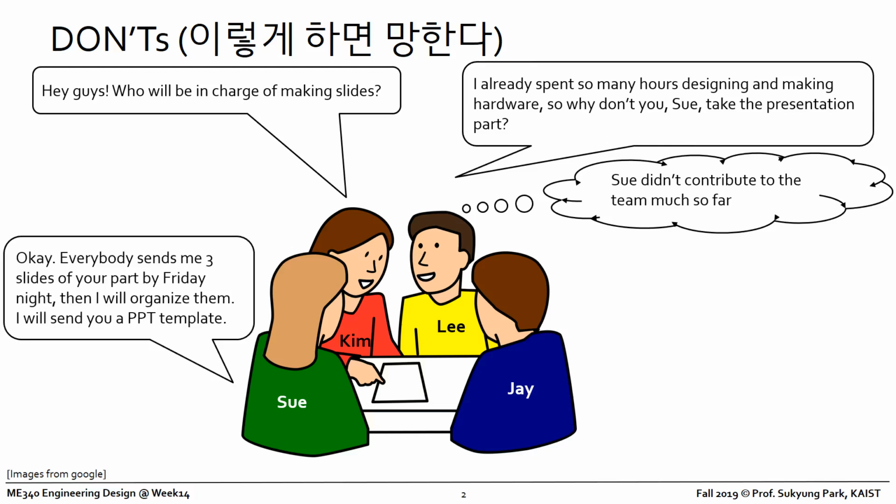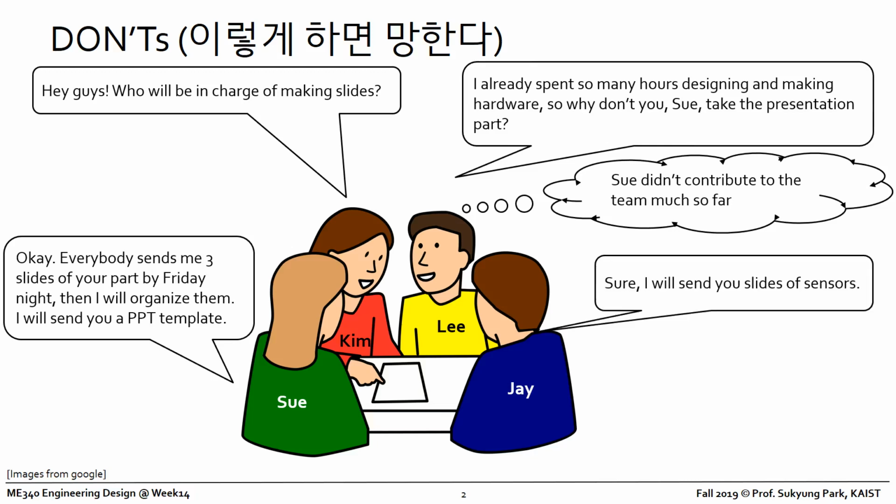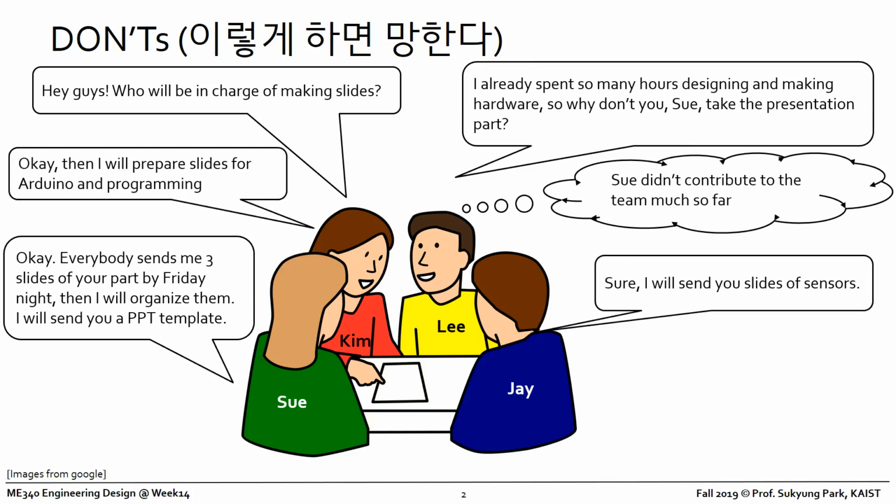And Sue says, okay, everybody send me 3 slides or 4 slides by Friday night so that I can organize them. And then Jay tells her, okay, I'll send you the sensor parts. And then Kim says, okay, I'll send you the Arduino parts and so on. Don't do this. Why?